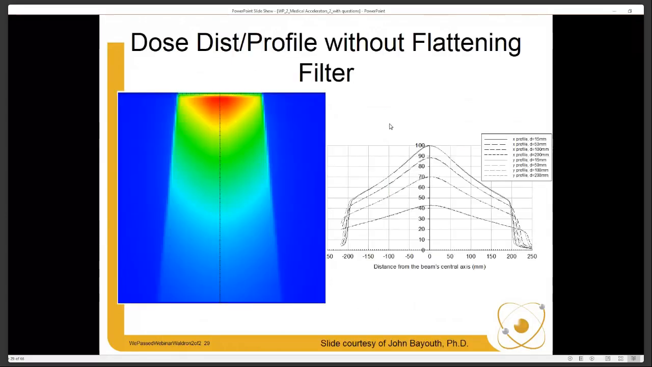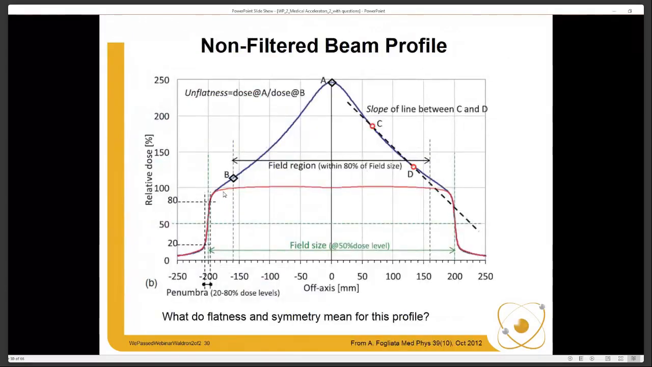Now, if I don't have a flattening filter, I have a beam profile that looks like the plots on the right. I have a dose distribution that looks like the image on the left. This is not anything like the beam profile I just showed you, and so we need some new metrics to talk about flatness and symmetry. And these are proposed from Fogliata in Med Phys.